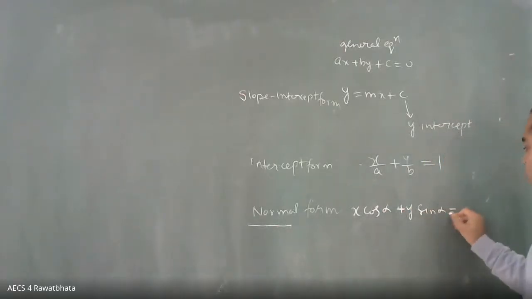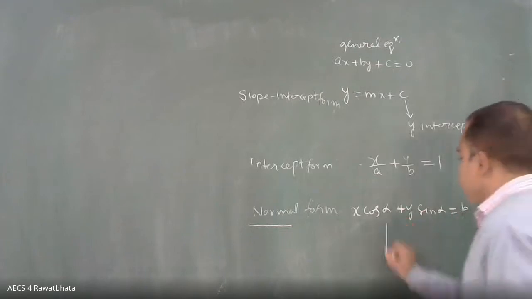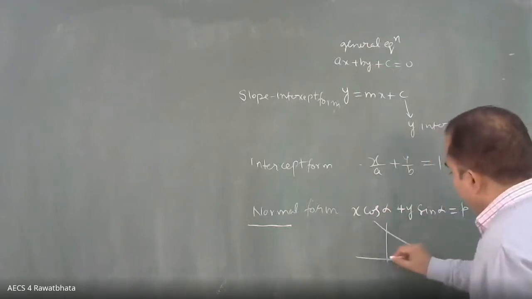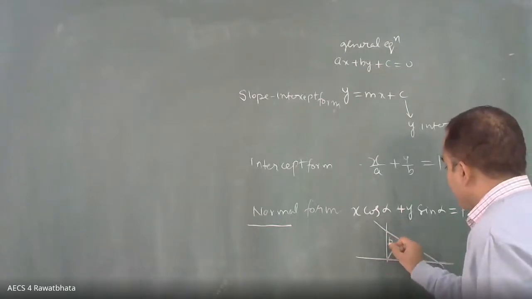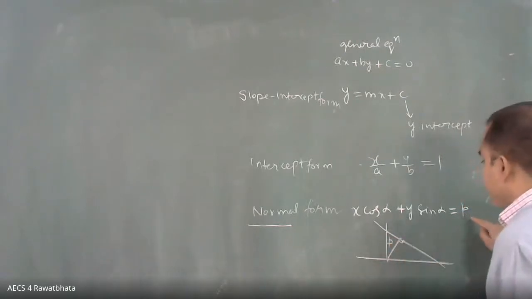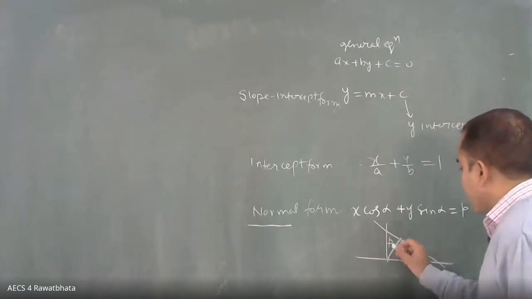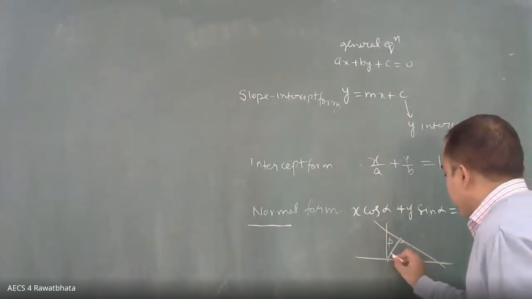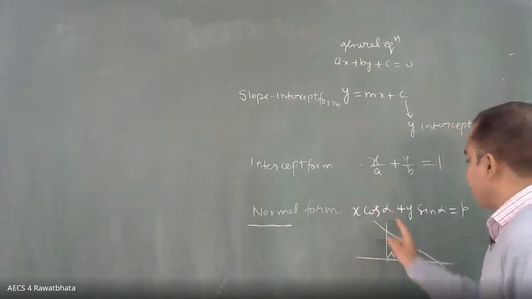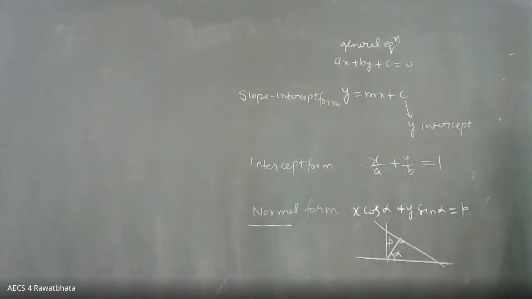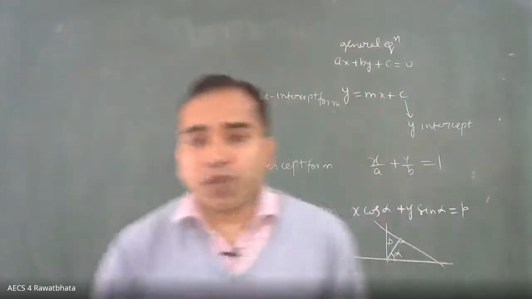And you must know the meaning also. The meaning is that if from the origin you draw a perpendicular on the line, and that length is p, then this is that value p. And if the angle between that perpendicular and the x-axis is alpha, this angle represents that angle alpha. Okay, so these four forms we studied.